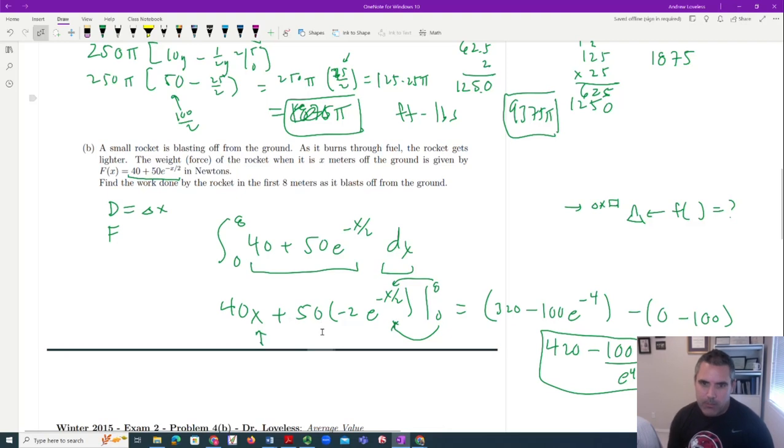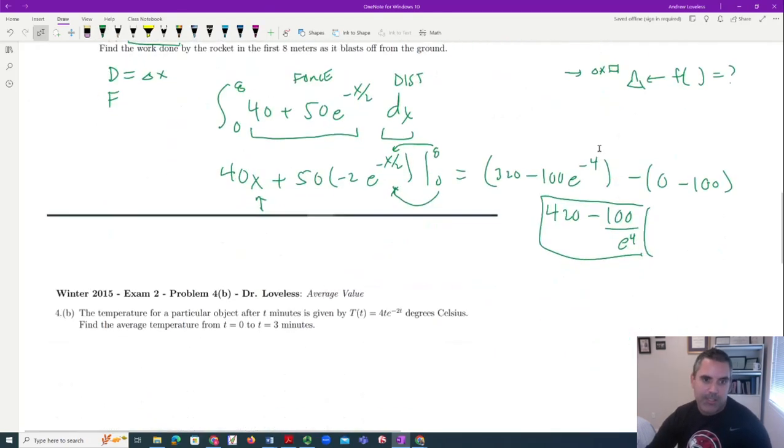Notice where the distance appeared was right here. This was the distance. This was the force. So the overarching theme is we're trying to find the pattern for force times distance and add it up.